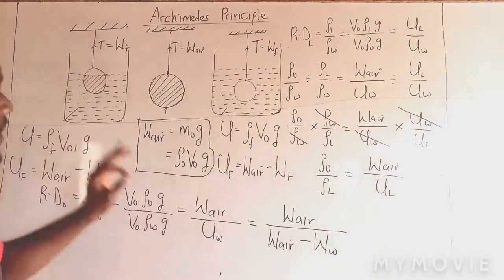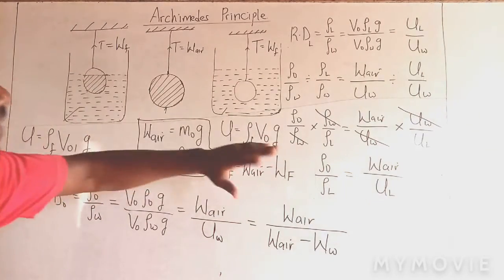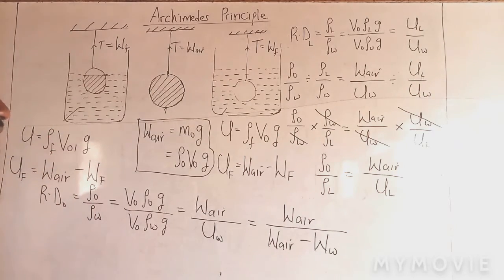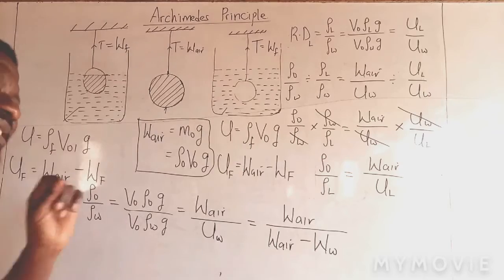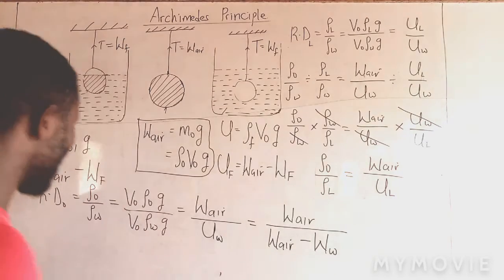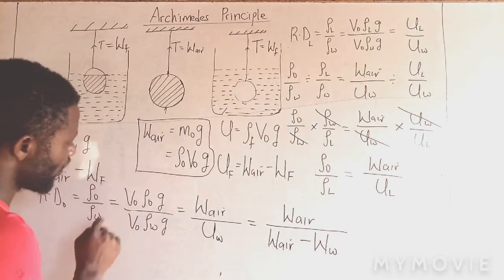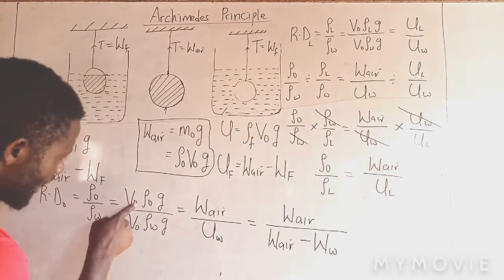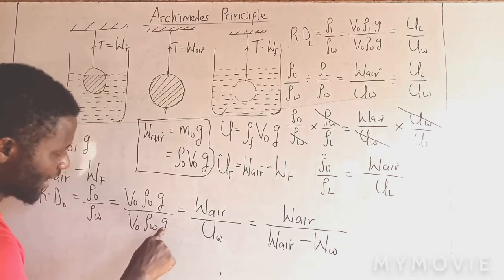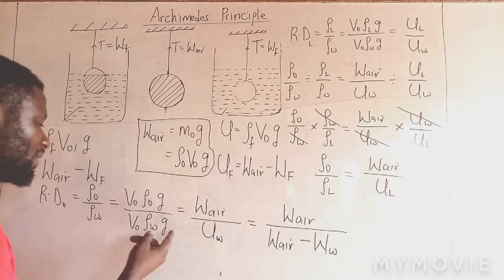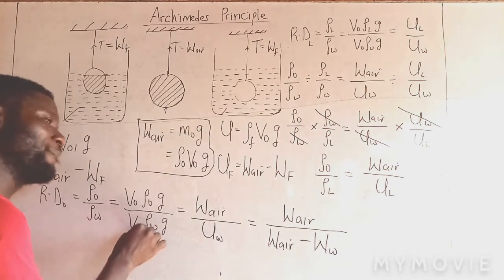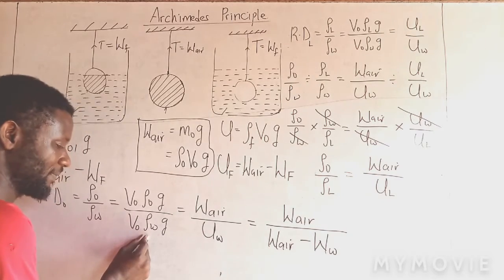So I have successfully derived all the formulas you really need when it comes to Archimedes principle. Don't forget that upthrust is the same thing as weight of fluid displaced. So it means that V naught, density of object, G, this is for weight in air. V naught, density of water, acceleration due to gravity, this is upthrust. If you remove G, it then remains mass of fluid displaced.